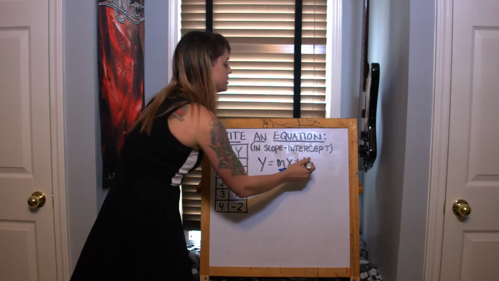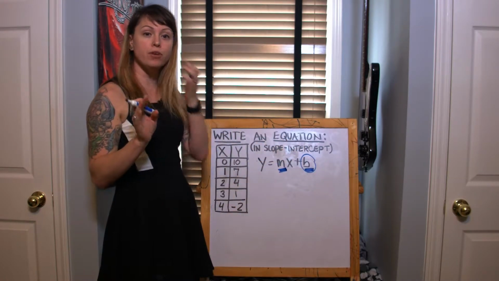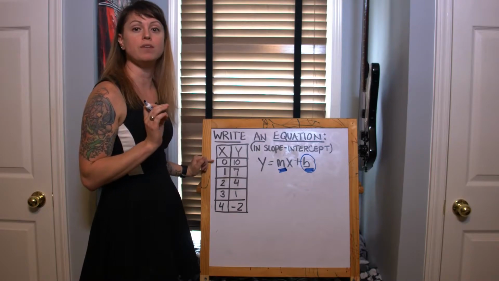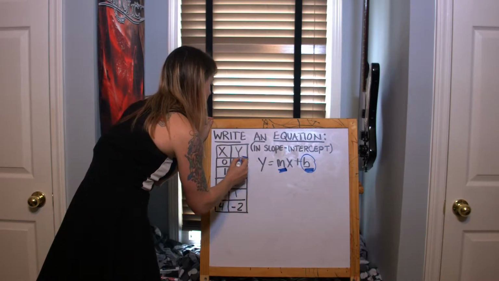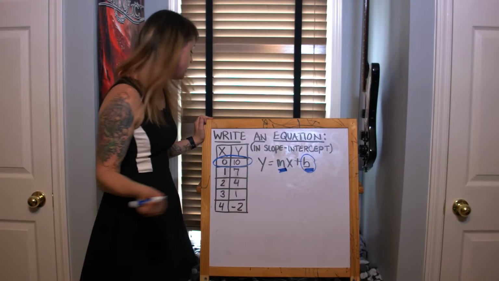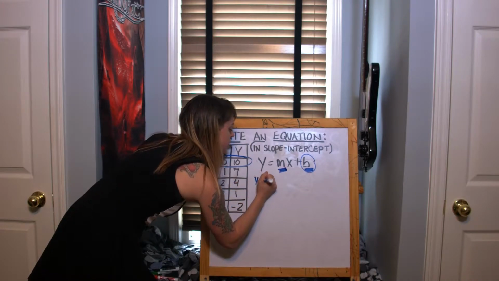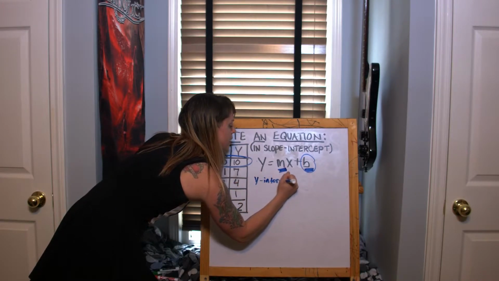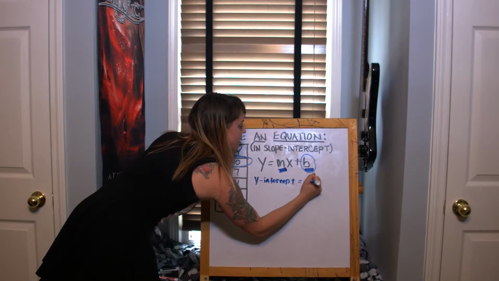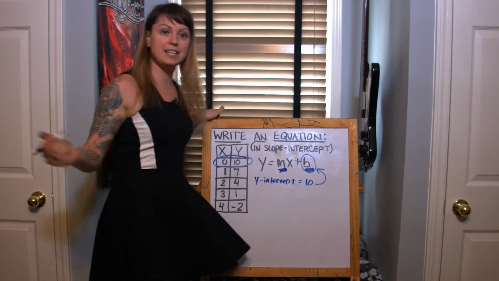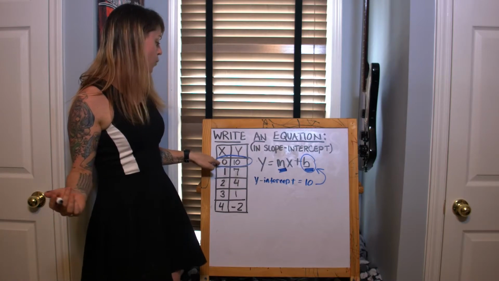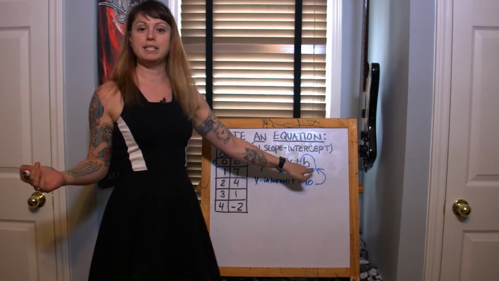Our y-intercept, our b value, is wherever the table has a value of 0 for x. So luckily, look, it's right there. So my b, which is my y-intercept, is going to be 10. I don't even need to think about that. It's just right there in front of me. When it's 0, the value will be 10.